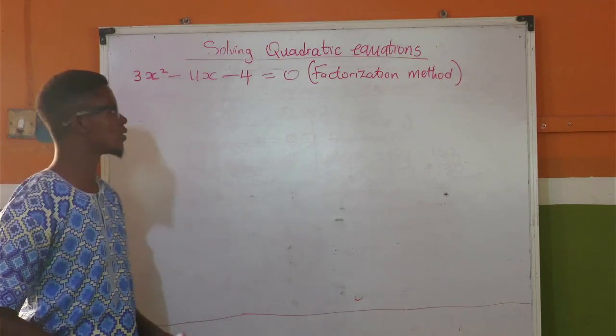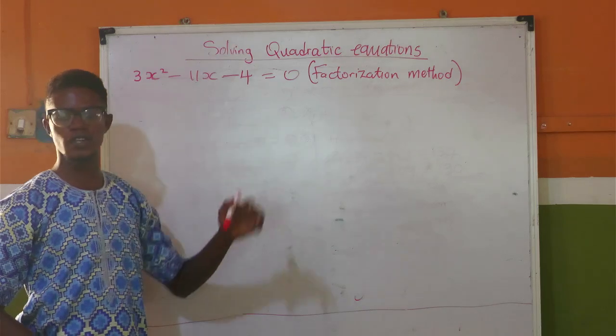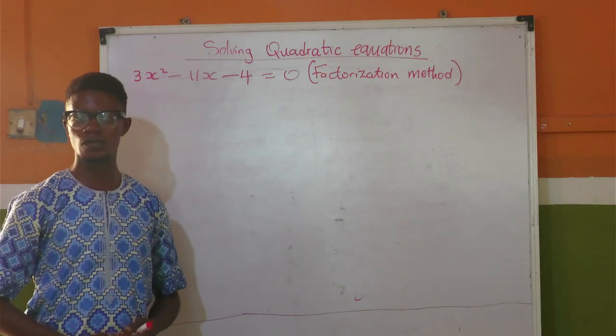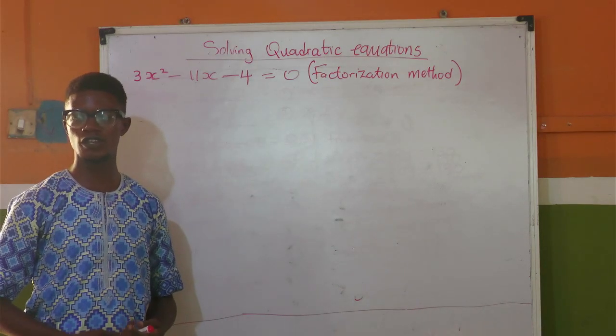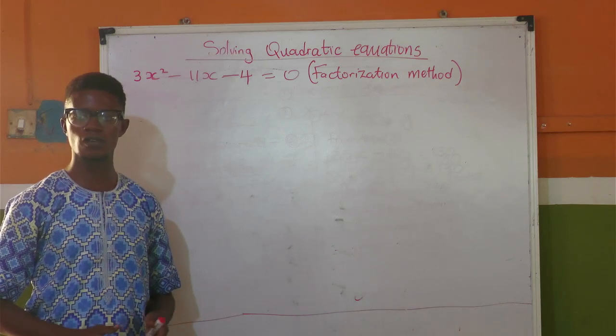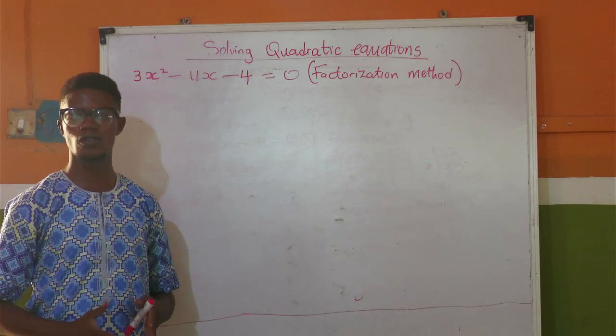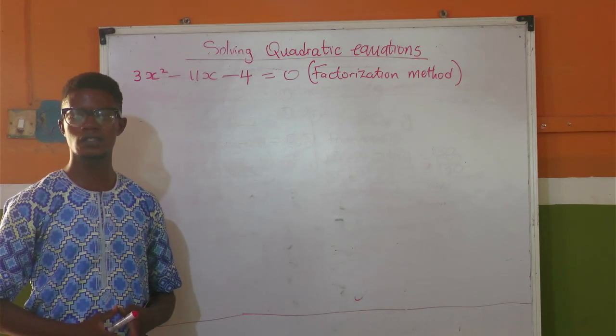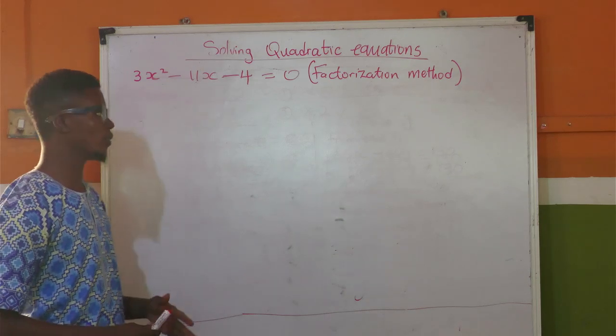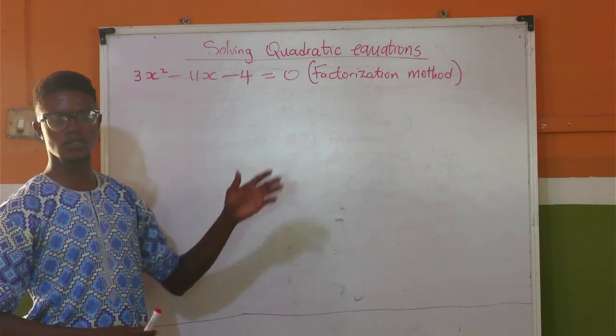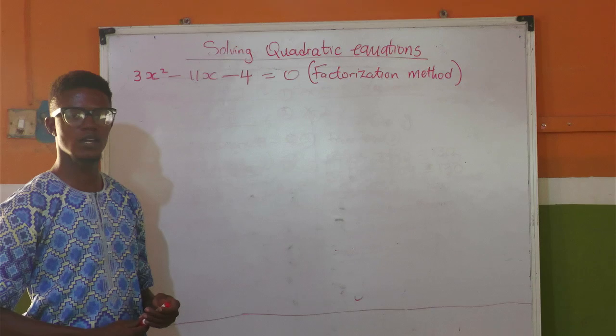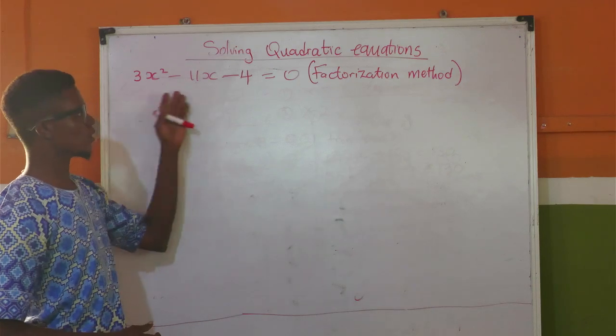Today we are going to be looking at how to solve quadratic equations. But there are different methods you can use to solve quadratic equations. What we are going to look at now is how to use the factorization method. Looking at the root word of factorization, it means that we need to pick factors. We need to generate factors for this expression.